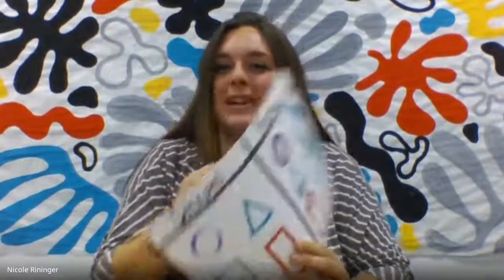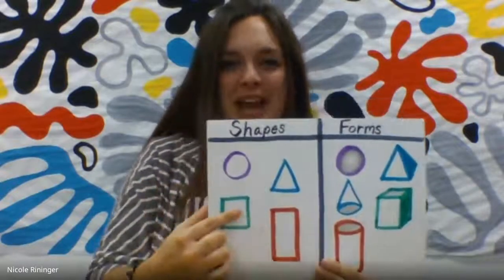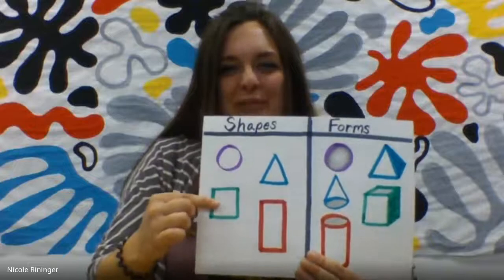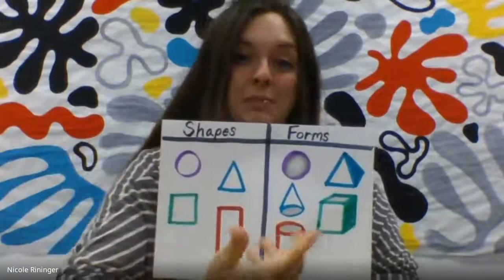Now, forms are objects that take up space. So let me show you what I mean. Last week, we talked about shapes. Now, what all shapes have in common is that they are all flat like this piece of paper. In contrast, forms take up space.